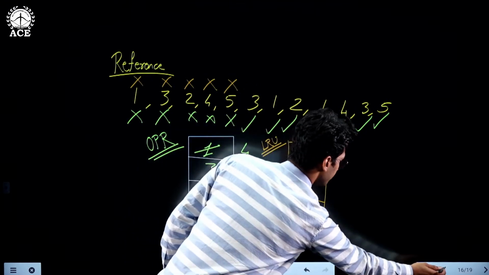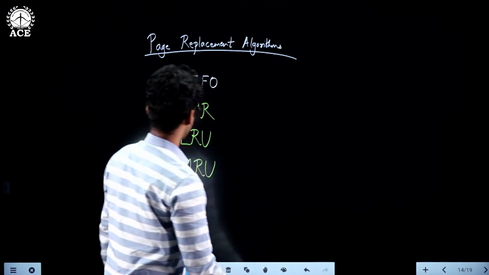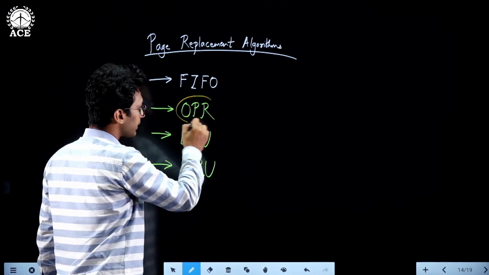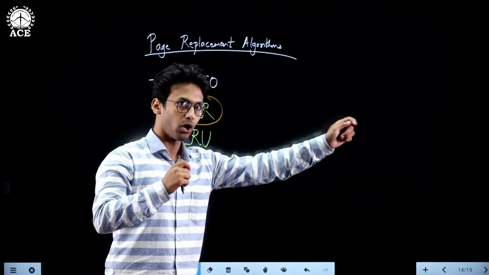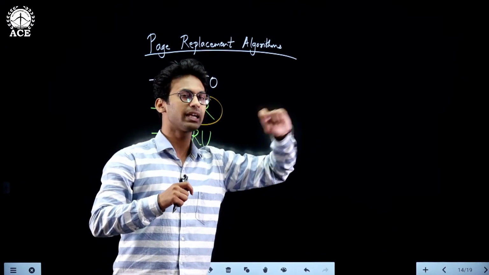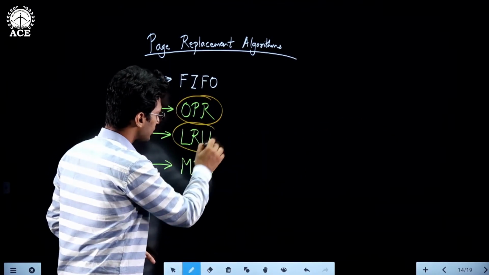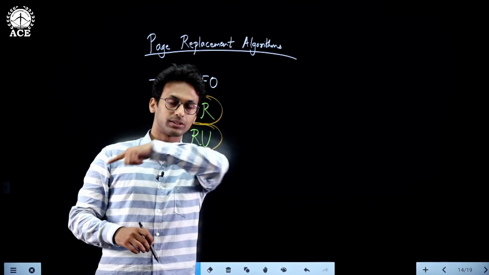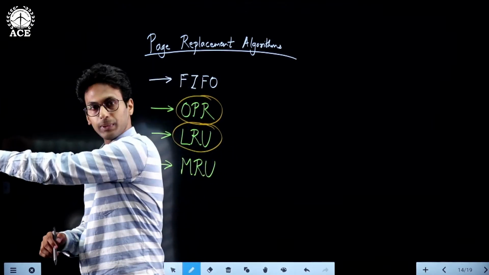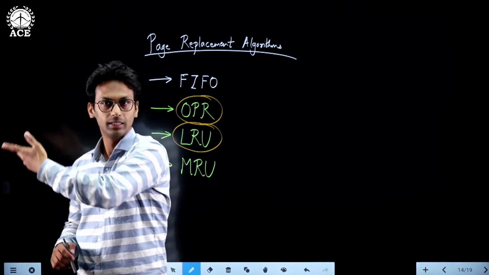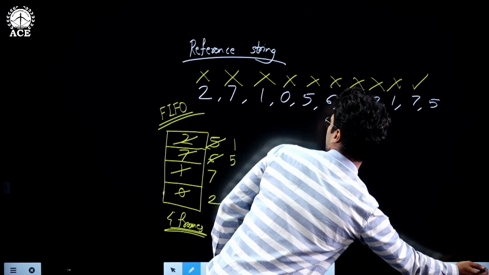If you observe this one, in optimal page replacement algorithm, we see the future, and the one which we will not be using immediately, will be used at last. That page will be replaced. In least recently used, we'll look backwards. The one which is not used recently will be replaced. The name itself says the least recently used will be replaced.